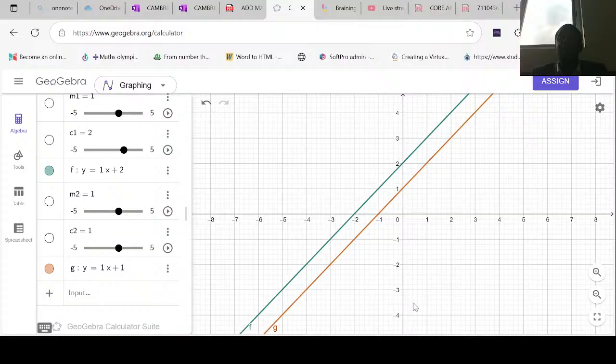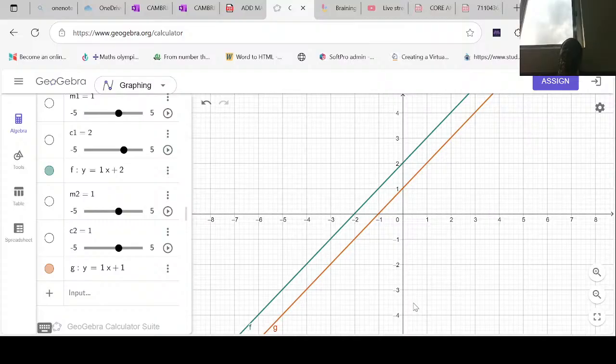So it means for two lines to be parallel, what must happen? What must be the condition? Their gradient. You know m means gradient or slope. That means their slope must be what? The same. Do you understand?